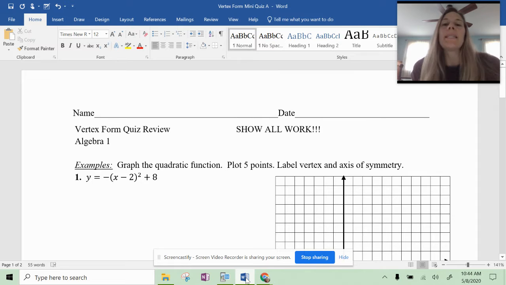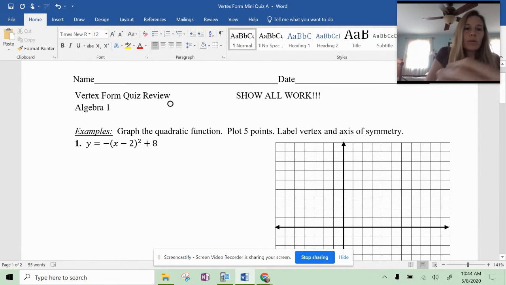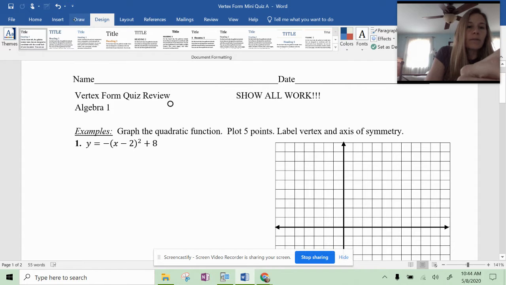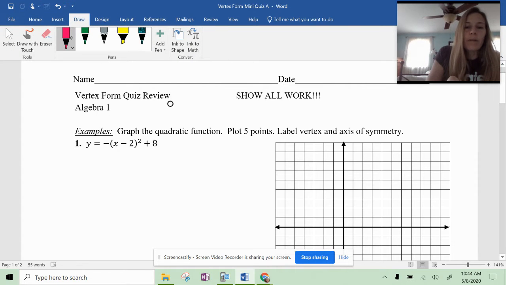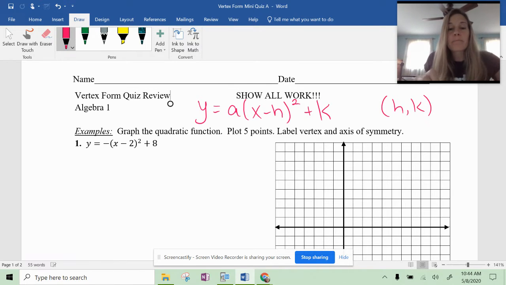Good morning, guys. So today we are going to do a short review on the Vertex form in preparation for our quiz. So let's get started. With Vertex form, I'm just going to write the formula up at the top of the screen so we have it as a good reference. It's y equals a times (x minus h) squared plus k. And then we know that the vertex is the h and the k.